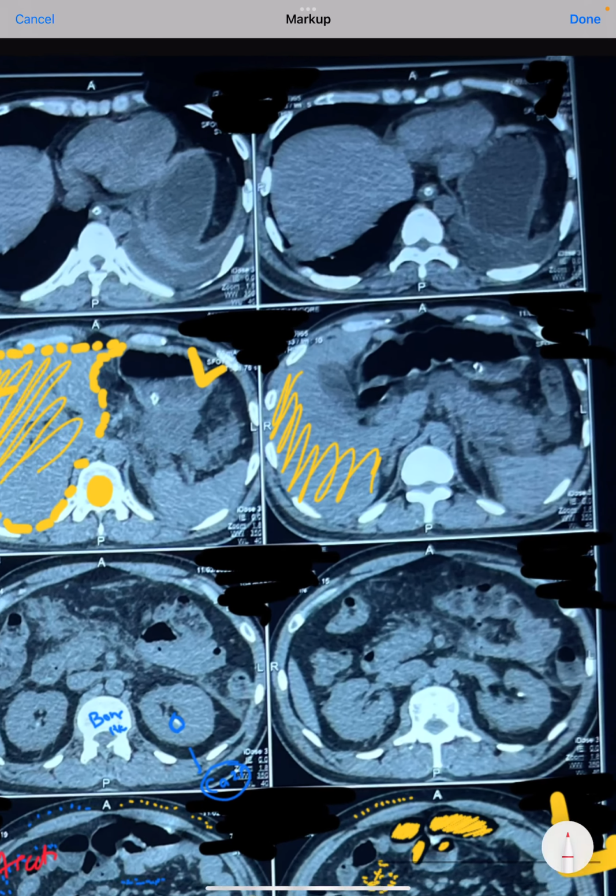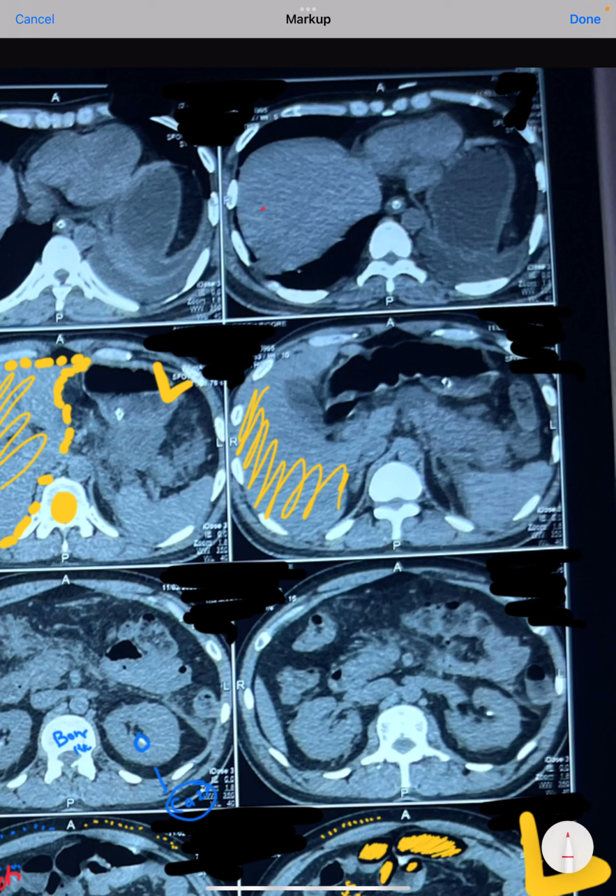So what we can see here, this is a portion of liver. Just above the liver, you'll get the diaphragm. On the left side, this is all air. This is a part of the lung. This is all part of the lung because we are entering into the thorax.